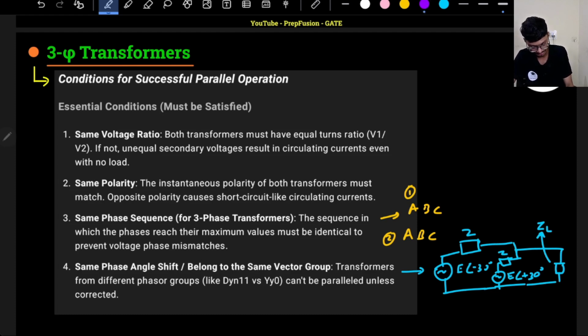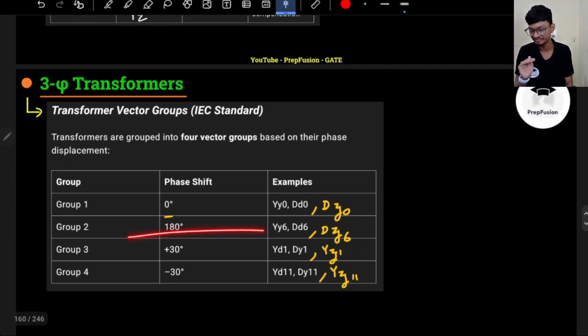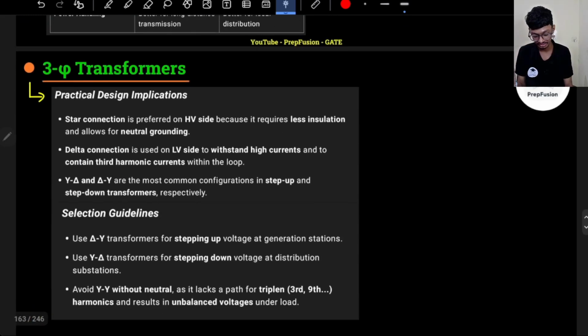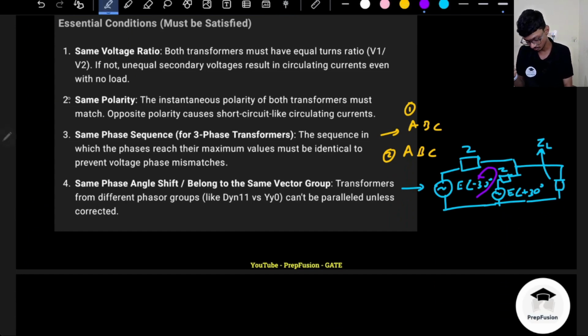There will be a circulating current here. So that's why we discuss about vector group. Vector group actually tells me which provide the same phase shift. So if one transformer is from vector group 2, I have to use another transformer that is from vector group 2 only. I cannot use any other transformer, because they will provide different phase shift, and if phase shift is different, then these angles will be different, then there will be a circulating current. Okay, so that will be a problem. That's why these two are the extra conditions that needs to be satisfied.